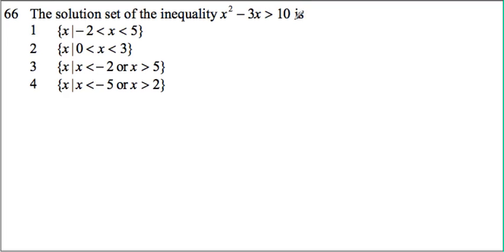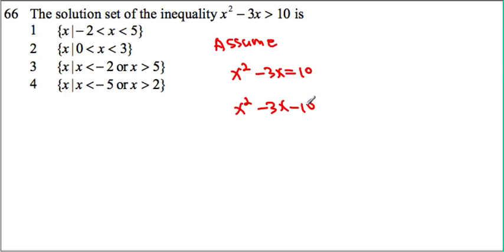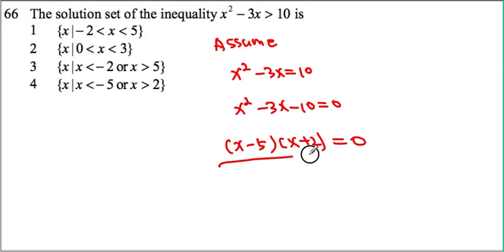Number 66. How do you solve this one? First, what you want to do is assume an equation x squared minus 3x equals 10. And by bringing over 10, we end up getting x squared minus 3x minus 10 is equal to 0. Then how do you get this one? When we do the factoring, we get x minus 5 times x plus 2 is equal to 0. That makes x equal to 5 and negative 2.